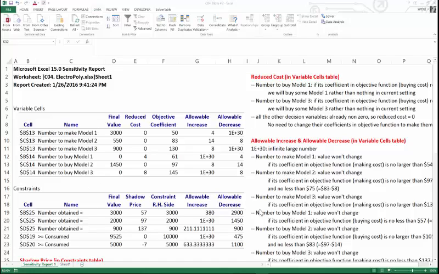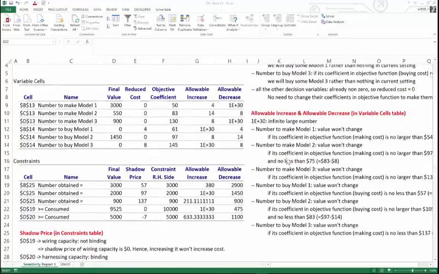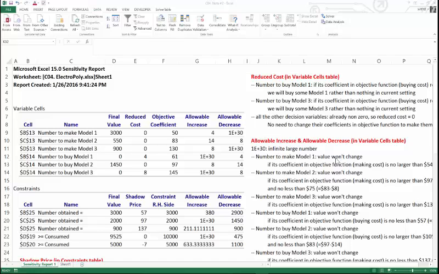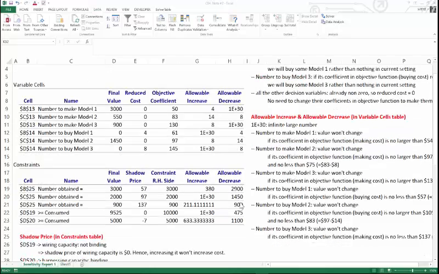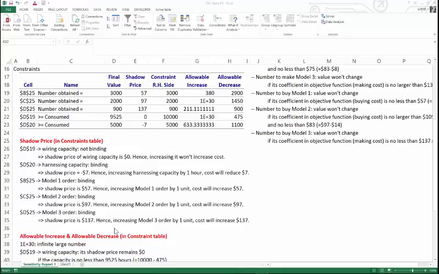Now, in the sensitivity report, you should see two tables. One for variable cells, the other for constraints. I have put in a lot of comments in order to explain what the reduced cost, allowable increase, and allowable decrease are for the variable cell table. For every one of them, I have given some explanation. And for the constraint table, all the explanation is listed at the bottom of this spreadsheet.